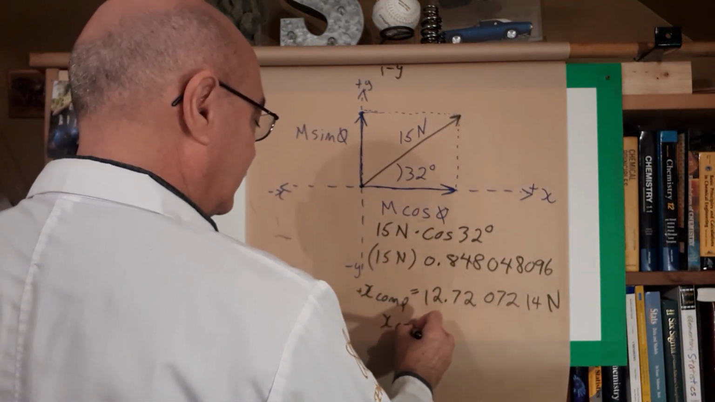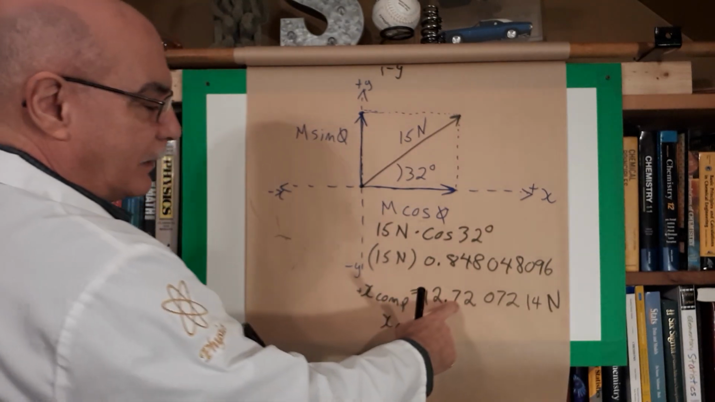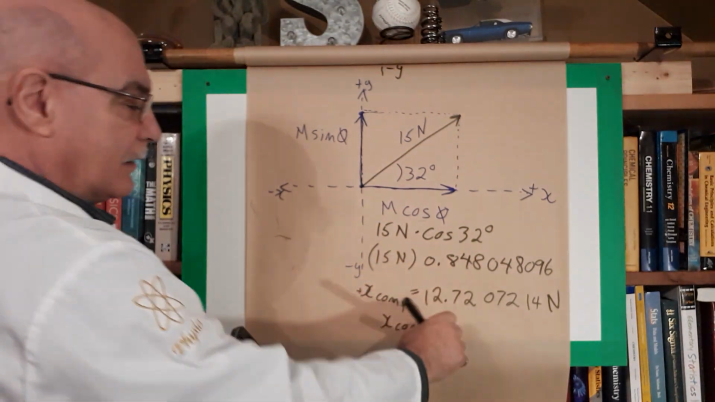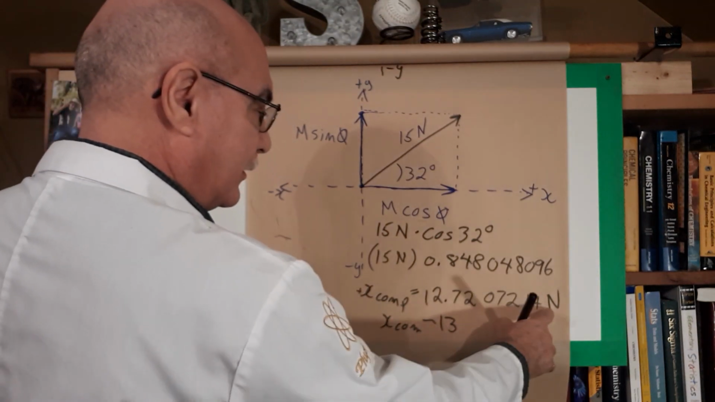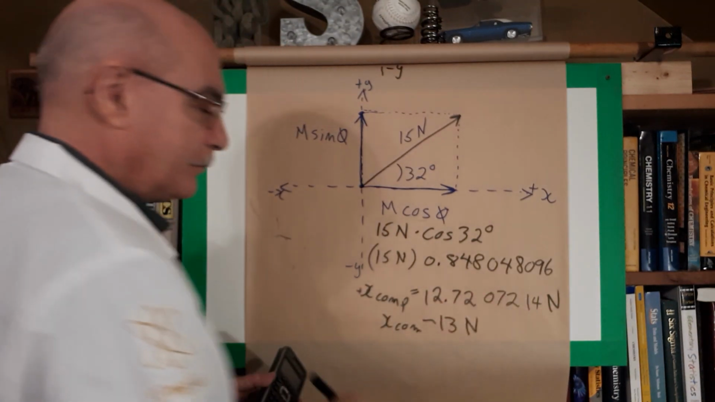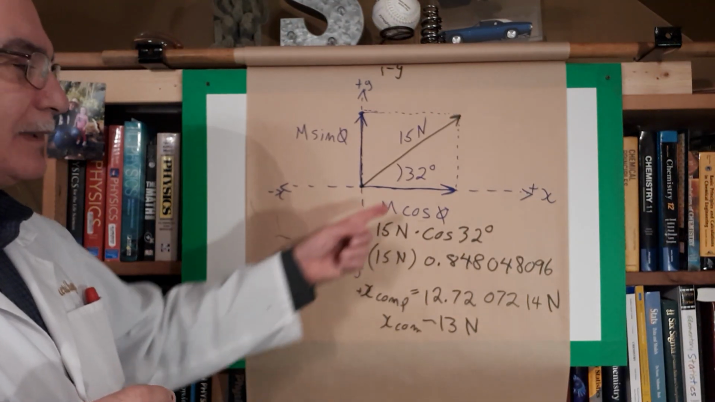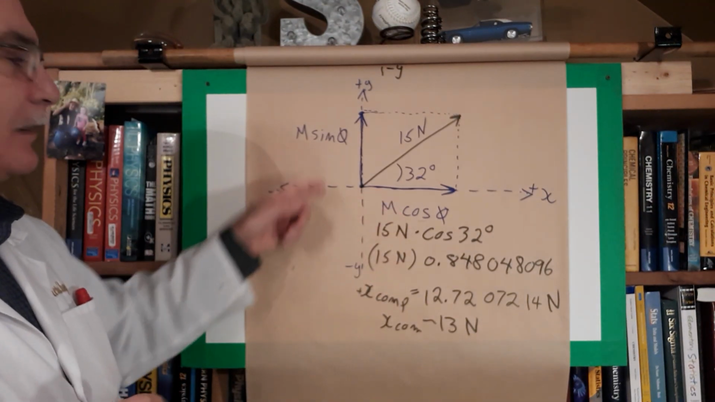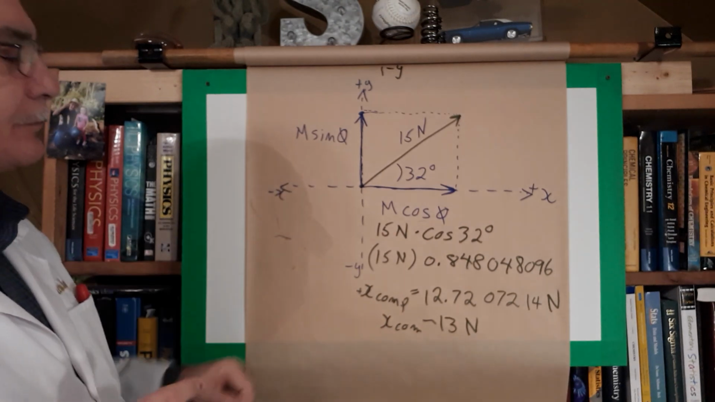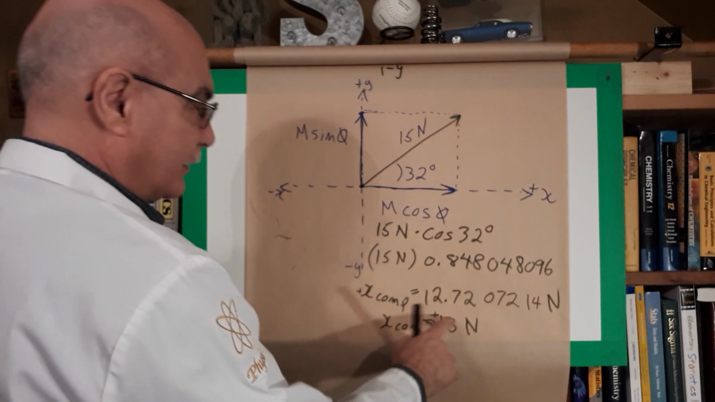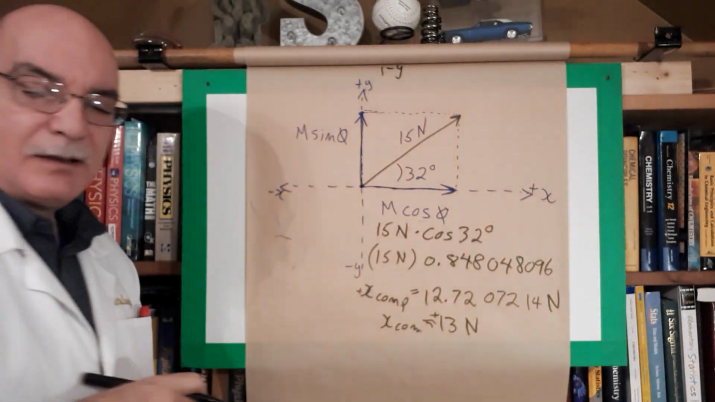The x component is approximately, look at that third number, round up or down based on if it's 5 or greater, round up. So this will be 13, and the unit is newtons. Now we can do the same thing here for m sine theta. Okay, this is approximately 13, and it's plus 13 newtons because we're going in the positive x direction.